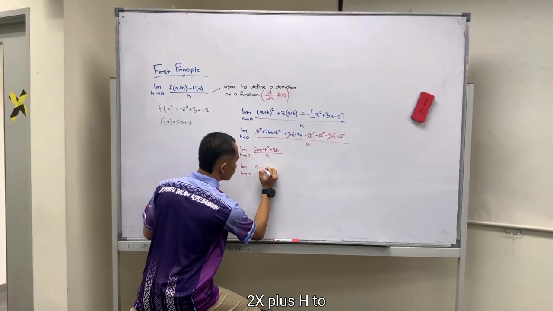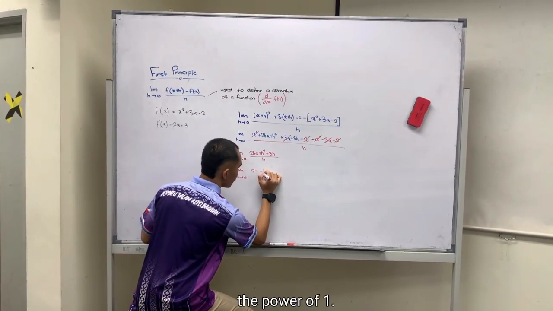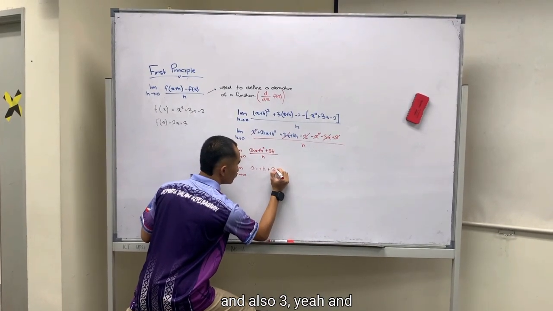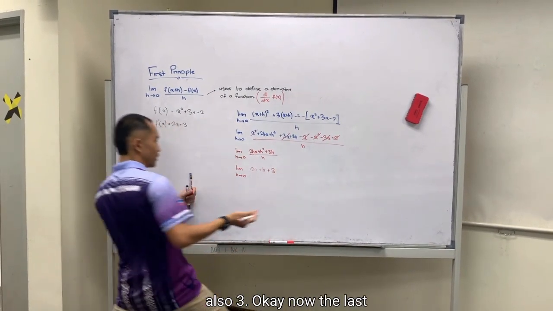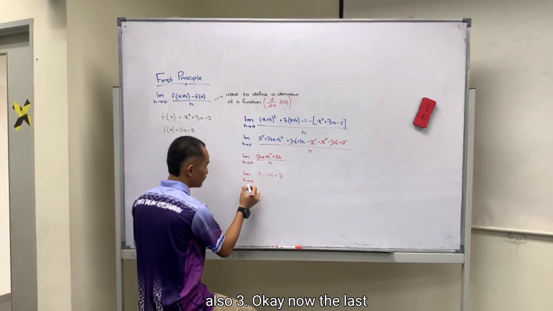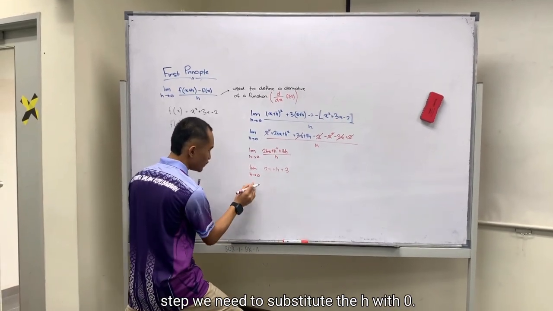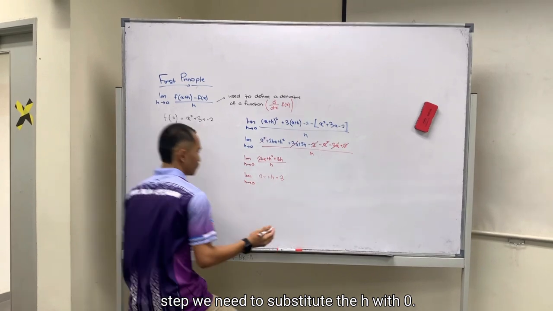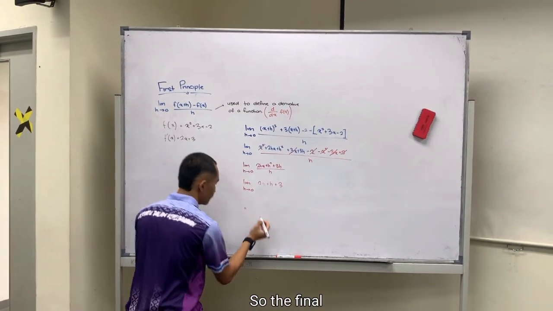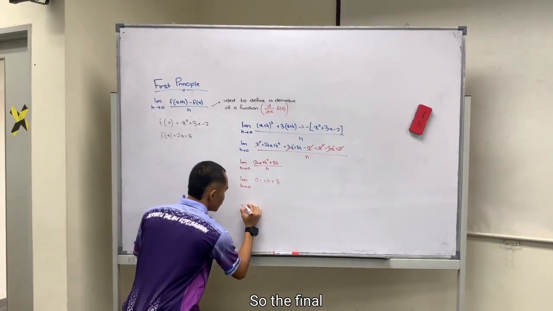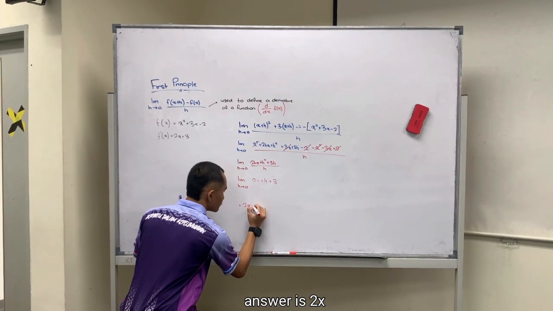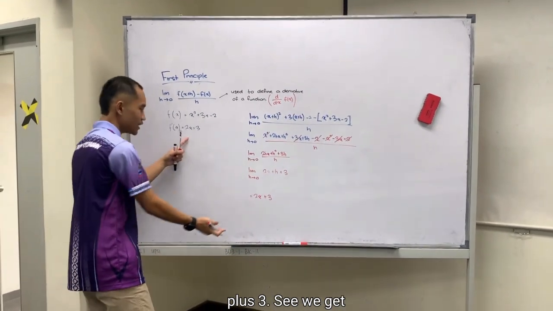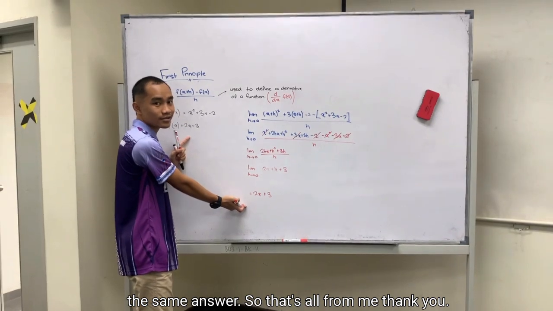2x plus h to the power of 1, and also 3. Okay, now the last step, we need to substitute the h with 0. So the final answer is 2x plus 3. See, we get the same answer.